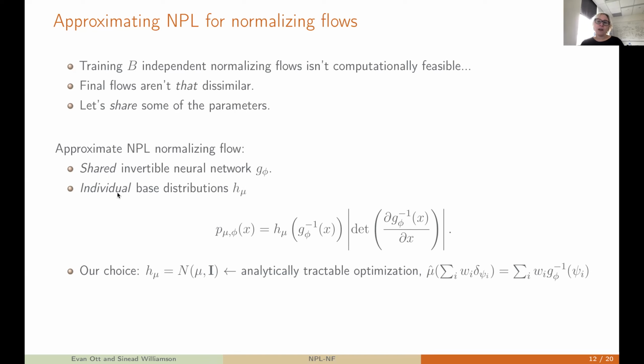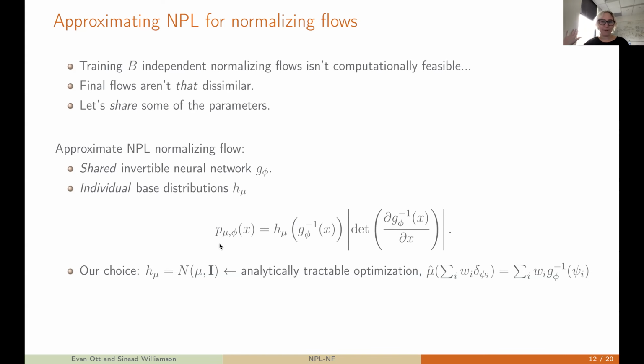And then I'm going to have per bootstrap sample base distributions that now are going to be parameterized rather than fixed, right? So they're going to have a local parameter mu. So now my PDF has two parameters, mu and phi. I'm going to learn one global shared phi for all of my samples, and then individual mu's. So you can think of this as kind of the opposite of what I was doing before. Previously, I had the same base distribution for each one, but different flows. Now I'm going to have the same flow, but different base distributions.